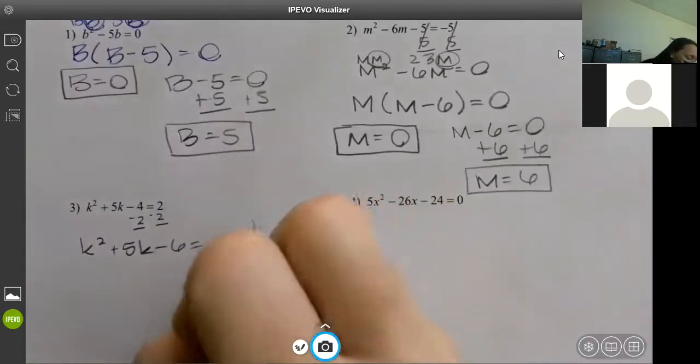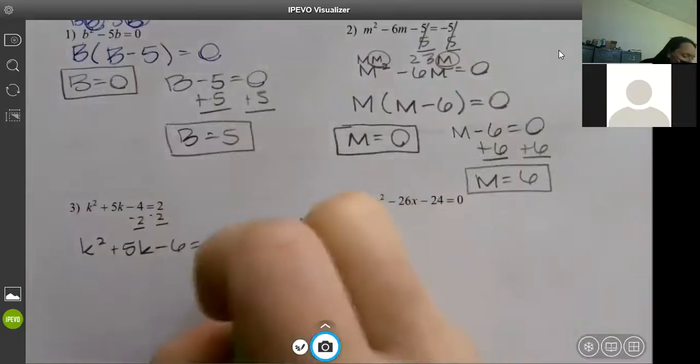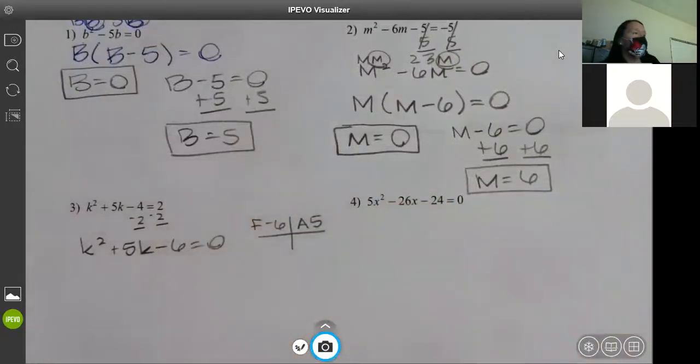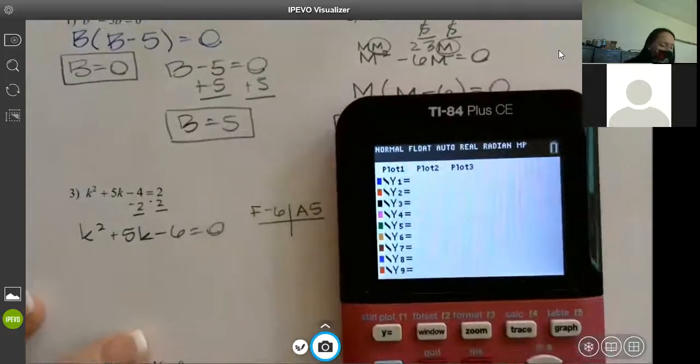So I need factors of the last that add to the middle. Watch your 5s and 6s. They like to trip you up on these. I know it sounds like they're super easy, but a lot of times you miss the signs. And just for reference, remember I told you you can put it in your calculator.